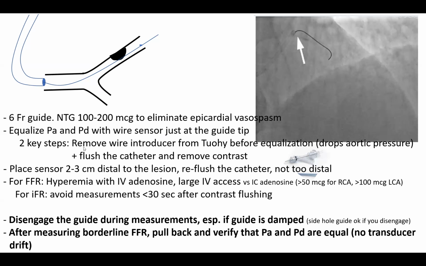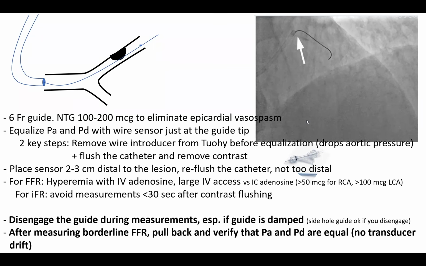And there are two key steps to do when you're equalizing. One, you have to remove that needle from the torque device. That's one. Because otherwise, if you keep that needle, it will fakely drop the aortic pressure and it will create a fake equalization. Number two, you need to flush the catheter and remove the contrast to eliminate that aortic pressure damping.